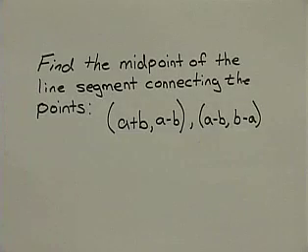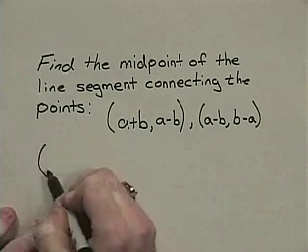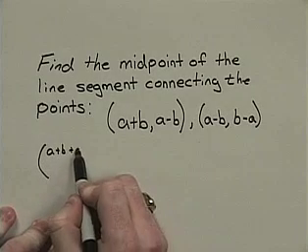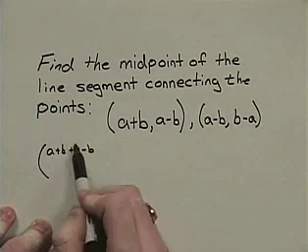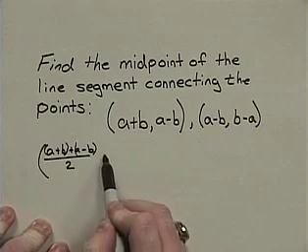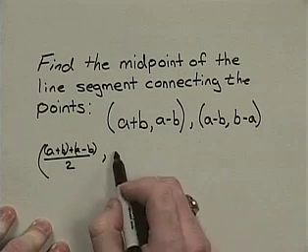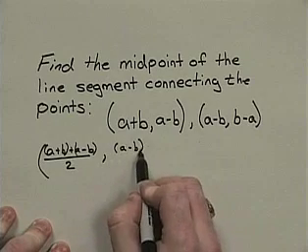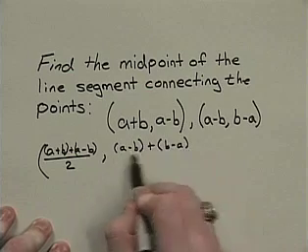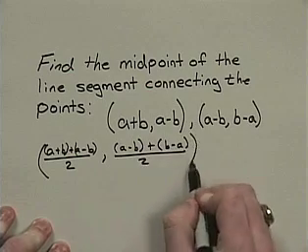All right, well, how did that go? Remember, we add the x values together. So we have a plus b plus a minus b all over 2, comma, now we add the y values together. A minus b plus b minus a all over 2.